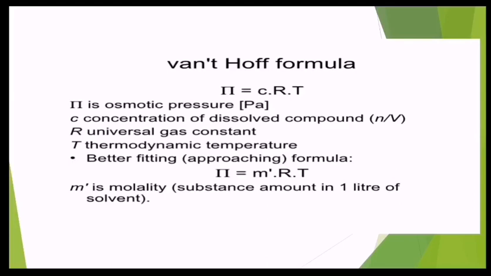Pi equals CRT, where pi is the osmotic pressure, C is the concentration, either molality, normality, or any other units, R is the universal gas constant, and T is the temperature. It means the osmotic pressure is affected by the concentration and by the temperature. When you increase the temperature, the osmotic pressure increases, or the process of osmosis increases. Similarly, when you increase the concentration, the process of osmosis also increases.